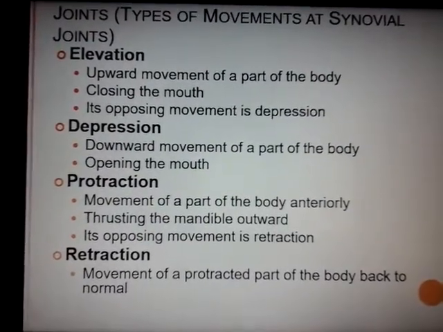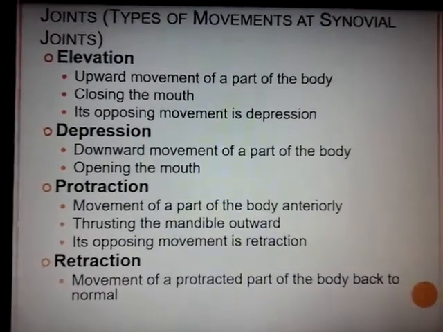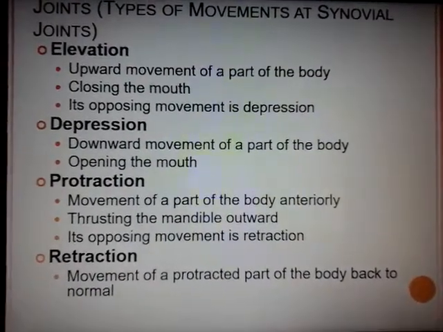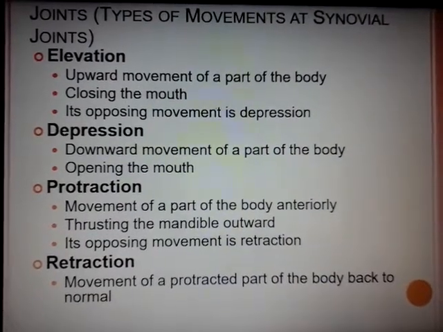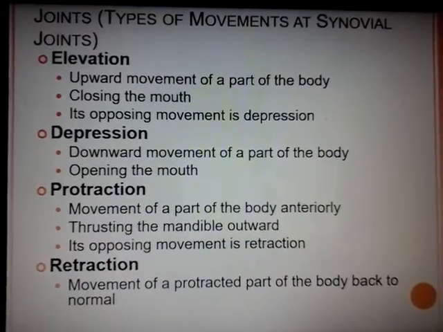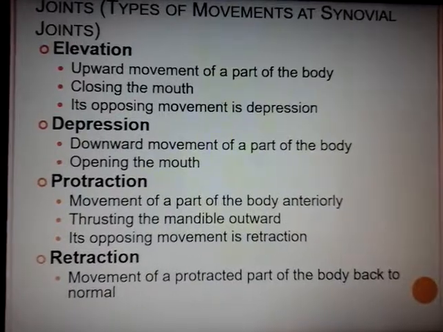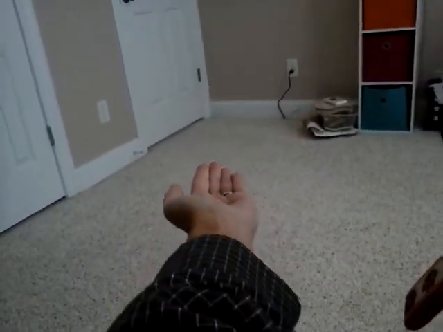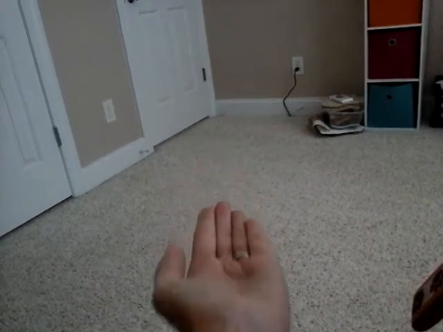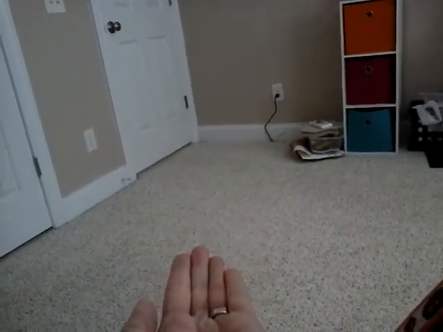Okay. Now, you also have protraction and retraction. Protraction is when you move a body part forward, and retraction is when you put the body part back. So that could be like you thrusting your jaw out. You know that you can open and close your mouth, but you can also take your bottom jaw and go back and forth, back and forth. Well, that would be protraction or retraction. Or it'd be like you taking your arm and moving it forward and then moving it back. So you have elevation, depression, protraction, and retraction.